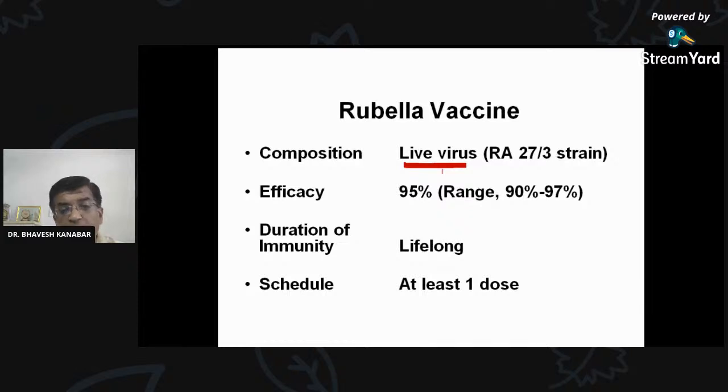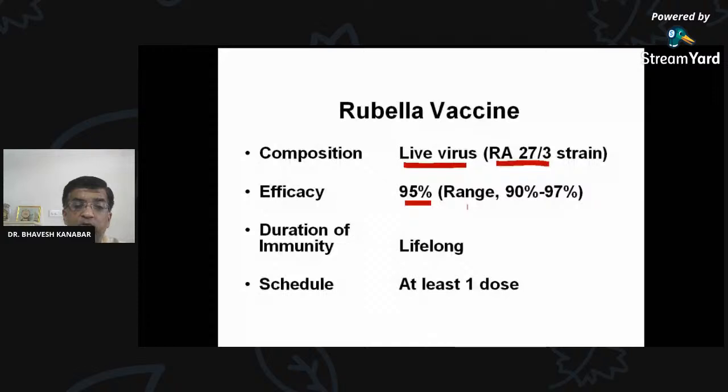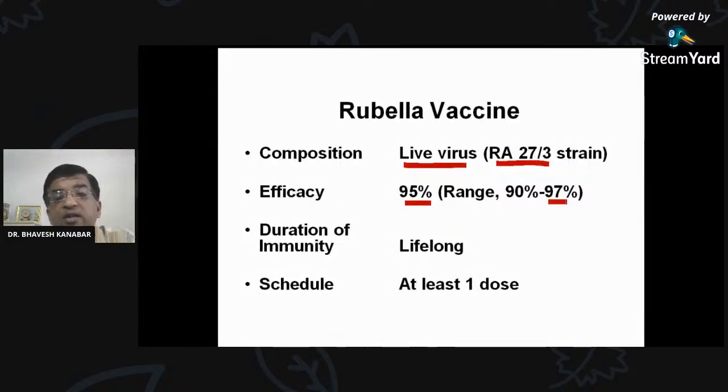Efficacy is 95%, very large efficacy. It can be 97% also. So if a child is given the rubella vaccine, there is a 95 to 97% chance that the child is protected from rubella. So protection is very high. Duration of immunity is lifelong. If you take the vaccine now, the protection will be lifelong. Apart from children, it is also given to women of reproductive age group to prevent congenital rubella syndrome.